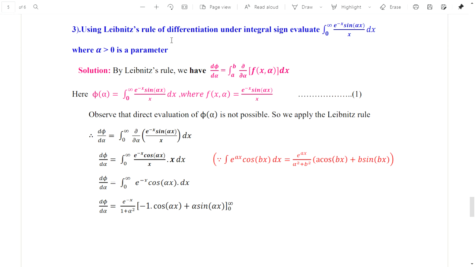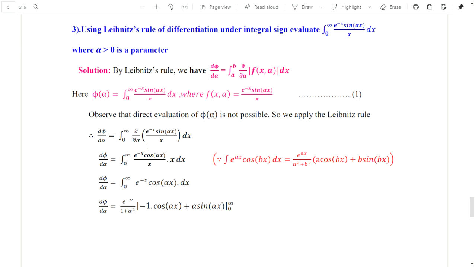We know that the limits of the integration here are constants. So we will apply the Leibniz formula, that is d phi by d alpha is equal to the integral from a to b of dou by dou alpha of f of x comma alpha. Here we can't evaluate this integral by direct integration. So let us apply the Leibniz formula, that is d phi by d alpha is equal to the integral from 0 to infinity of dou by dou alpha of e to the power minus x into sine alpha x by x into dx.